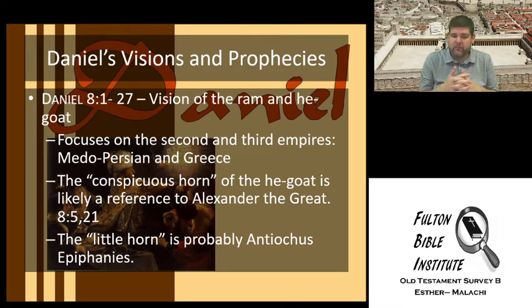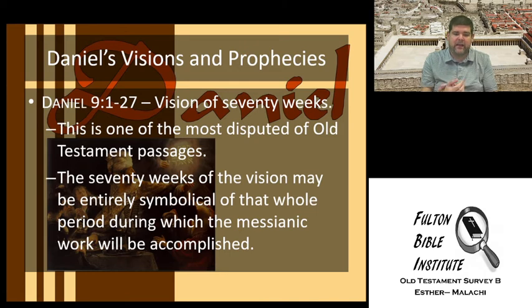And this is, again, probably a reference to Antiochus Epiphanes. We've talked about that before in our class. We're not going to spend a lot of time here talking about this prophecy, but he prophesies about a king that's going to come to power during the Greeks, right before the time of Christ. Then we get to chapter 9.